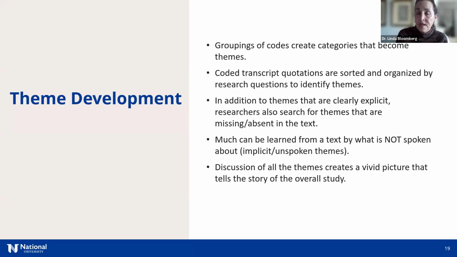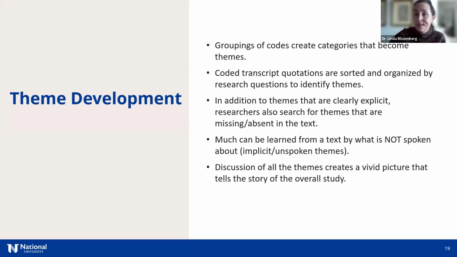Now, in addition to the themes that are clearly explicit, researchers can also search for themes that are missing or absent. So you may do your coding, develop your themes, and then based on what you know about the topic, because remember, you will have done a huge amount of reading in that area that you're interested in, you may think, I never saw anything to do with X, Y, and Z. Let me go back to my data and see why this seems to be missing. And if it is in fact missing, that is significant in itself. Why are people not talking about that aspect or that topic or that experience?